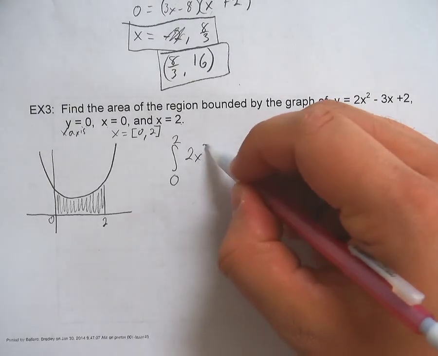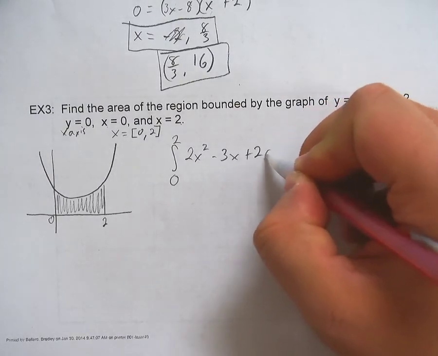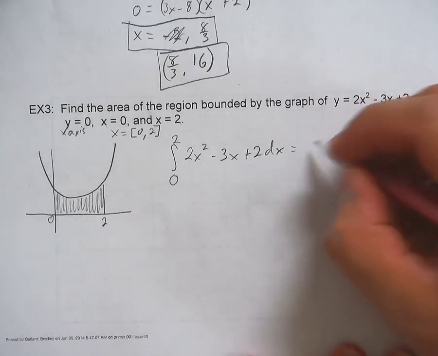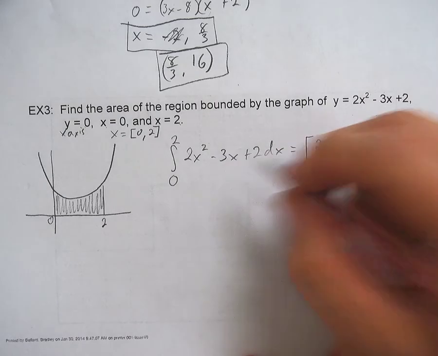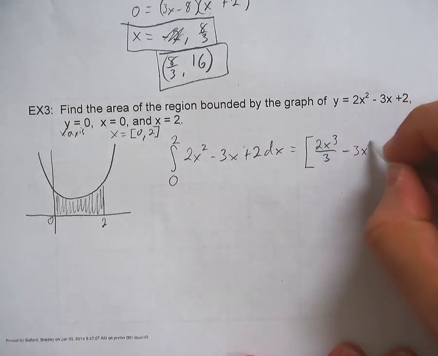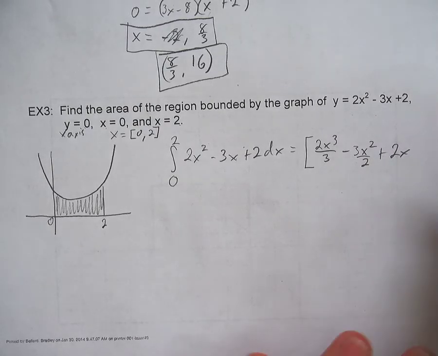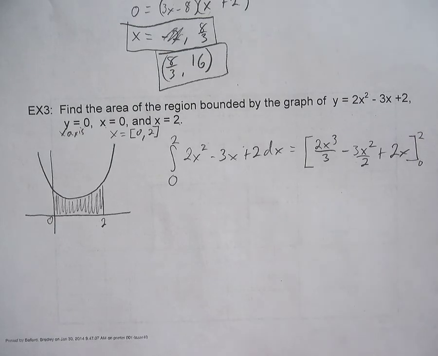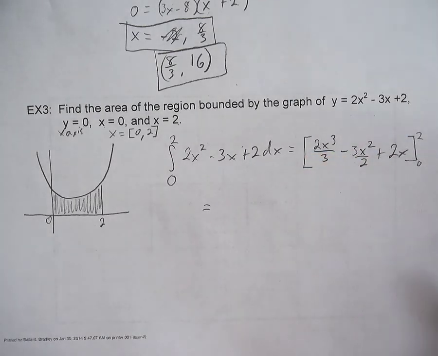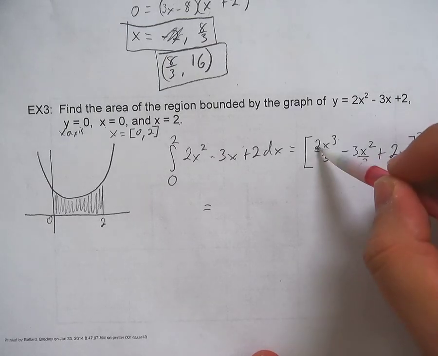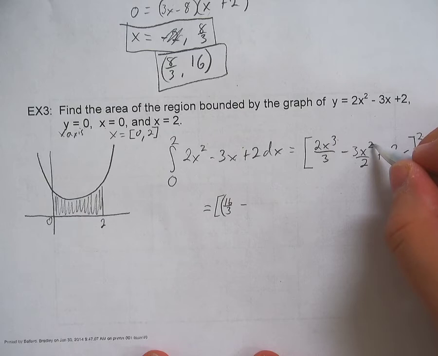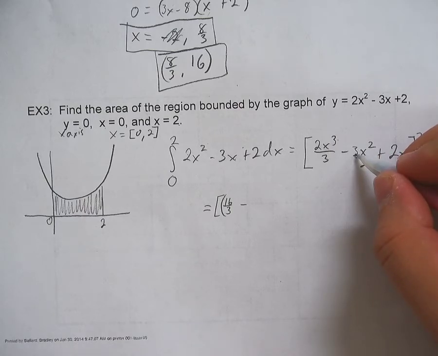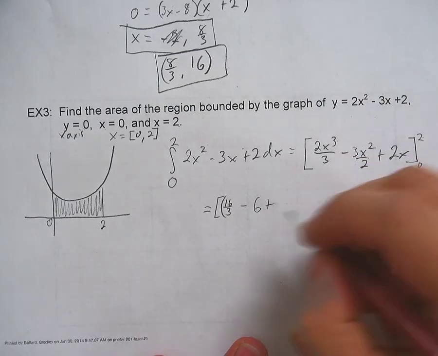of 2x squared minus 3x plus 2 dx, which is going to be 2x cubed over 3 minus 3x squared over 2 plus 2x evaluated from 0 to 2. Alright, so that's going to give me here, starting off if I do it at 2, 2 cubed is 8 times 2 is 16, so 16 over 3 minus 2 squared is 4 times 3 is 12 over 2 is 6, so minus 6 plus 4.